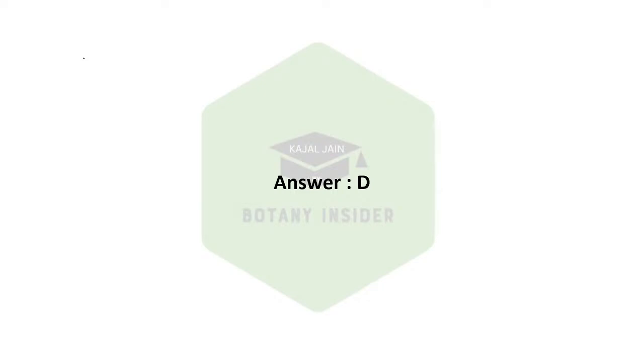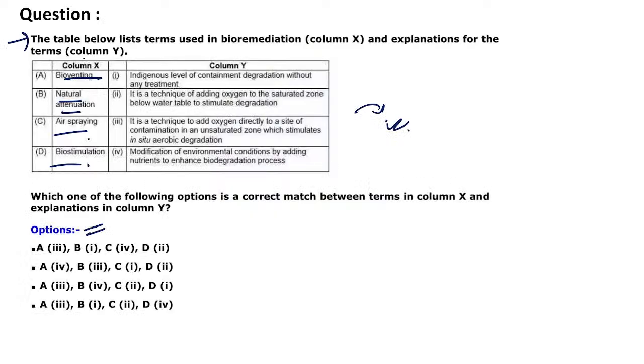Okay, let's see. The answer for this is option D, Niharika. Understand the question properly. First one is talking about bioventing. Bioventing is a technique to add oxygen directly to the site of contamination. Then you have biostimulation, which is modification of the environmental conditions by adding nutrients in order to enhance the biodegradation process. Then you have natural attenuation, which is indigenous contaminant degradation without any treatment.